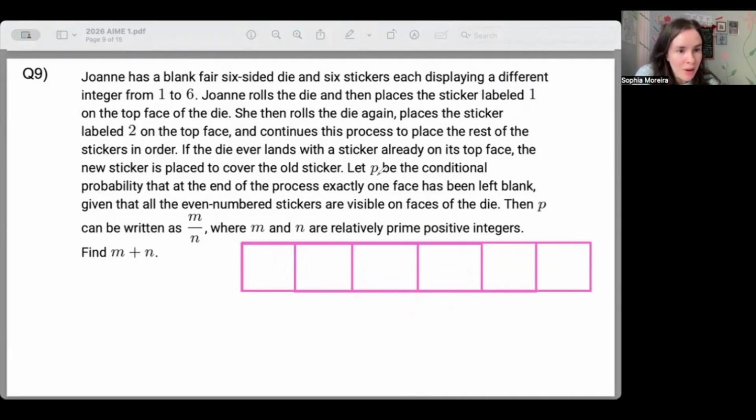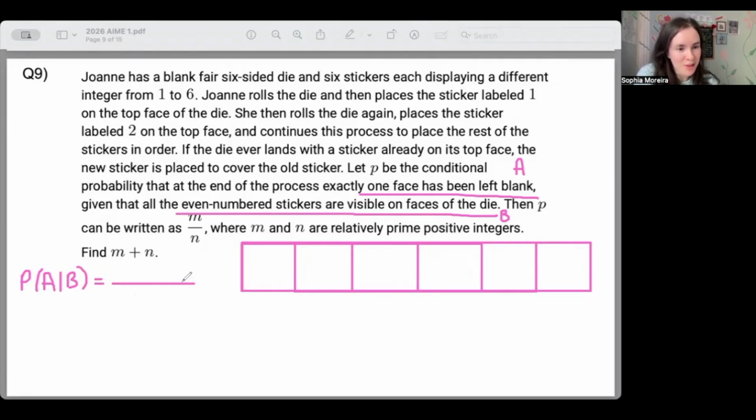Now, for writing out probabilities here, I'm going to call the event that exactly one face is left blank event A. All evens are visible, I'm going to call event B. So the conditional probability we're looking for is A conditioned on B.